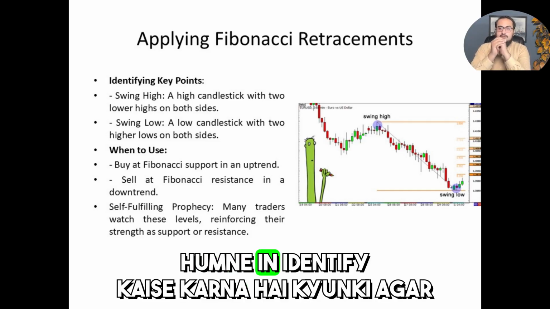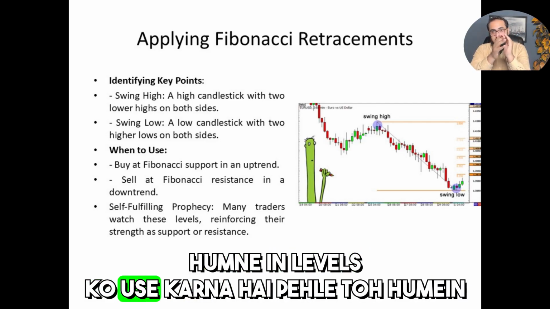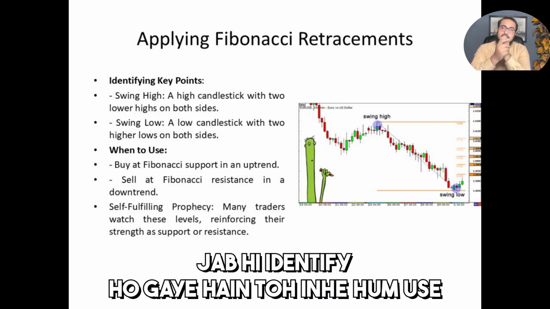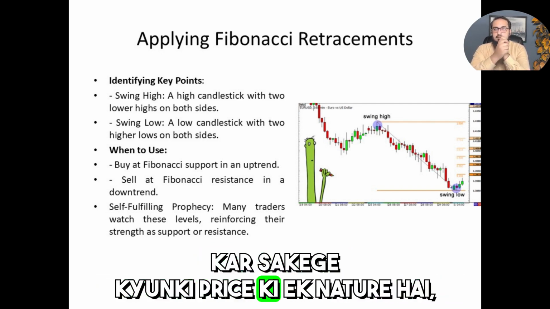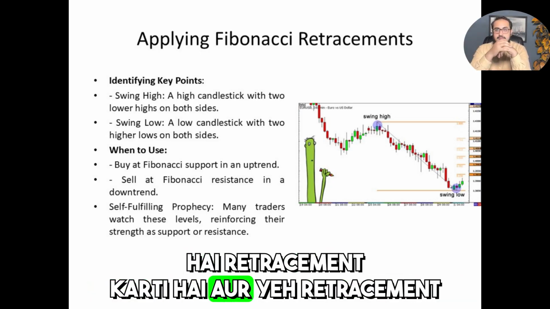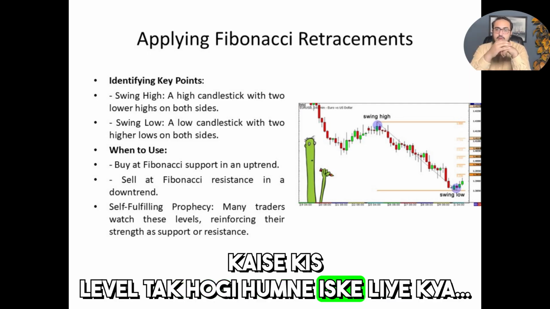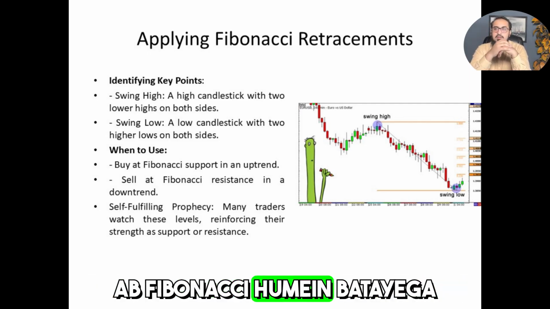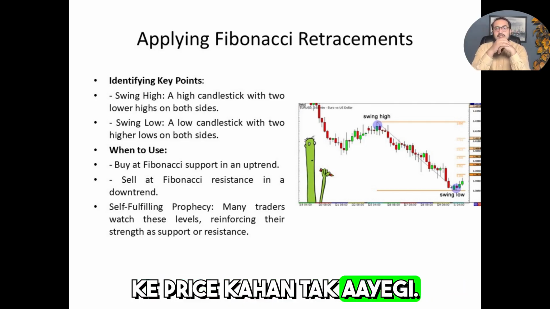Now, how do we identify them? Because if we have to use these levels, first we need to identify them. Once they are identified, we will be able to use them, because price has a nature. When the price moves, it comes back, retraces, up to a test level. For that, we have to use Fibonacci. Then we will know how far the price will come in.